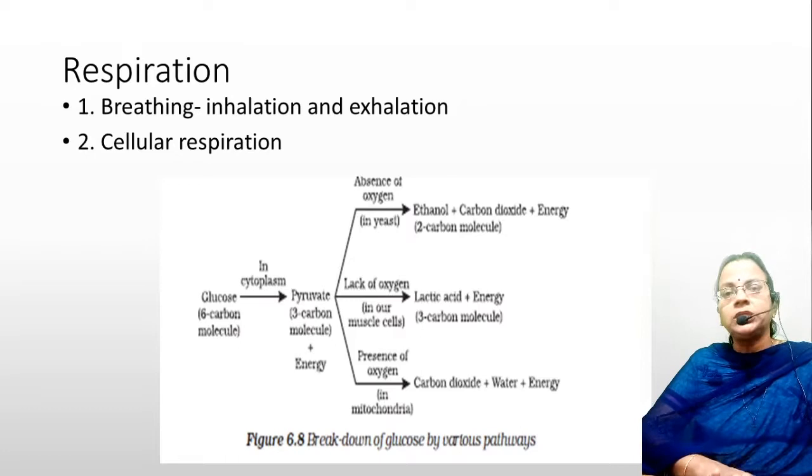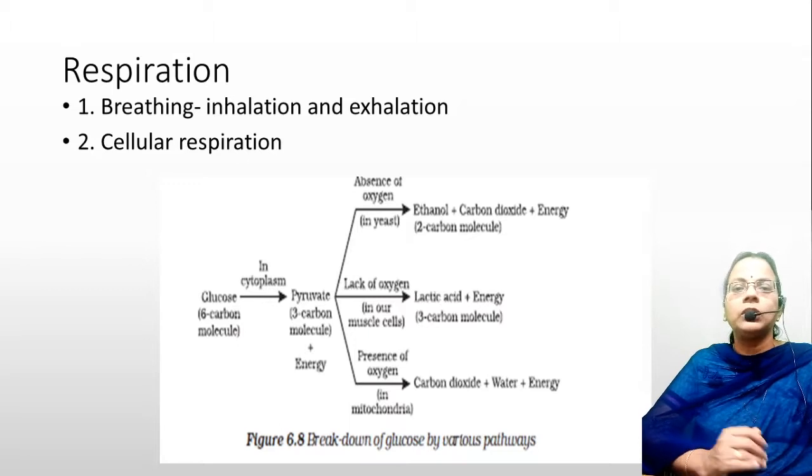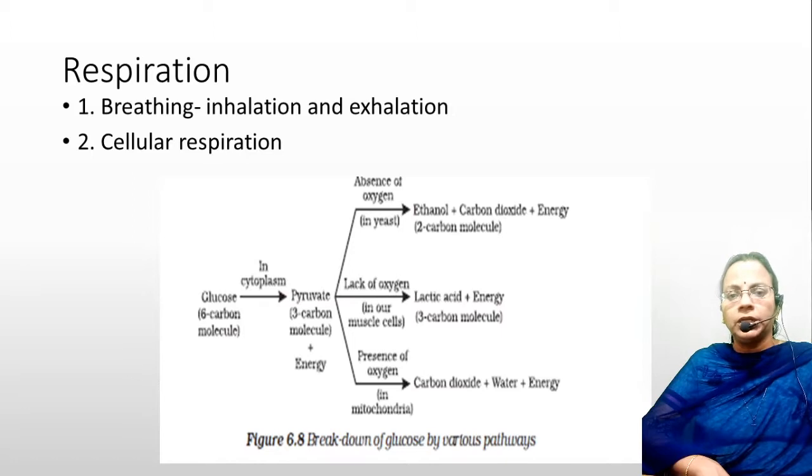But this pyruvate will undergo 3 different pathways in different organisms. That is, if it is a yeast cell, which is unicellular, which requires only a small amount of energy, and it can live in anaerobic conditions, that means in the absence of oxygen. So in the absence of oxygen within the yeast cell, the pyruvate which is formed will be converted into ethanol, carbon dioxide and a small amount of energy.